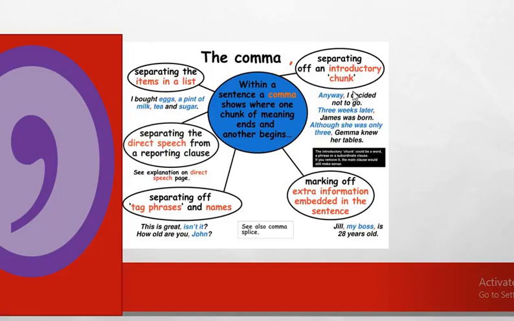Separating of an introductory chunk. Anyway, I decided not to go. 3 weeks later, James was born. Although she was only 3, Jemma knew her tables. Marking of extra information embedded in the sentence. Jill, comma, my boss, comma, is 28 years old.